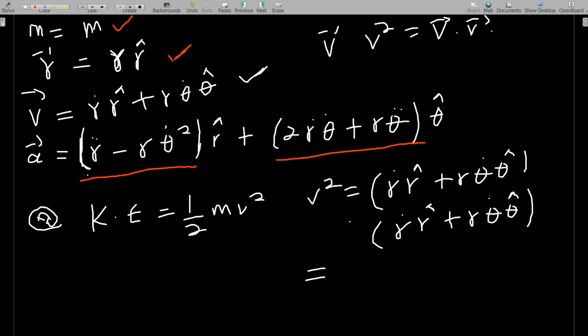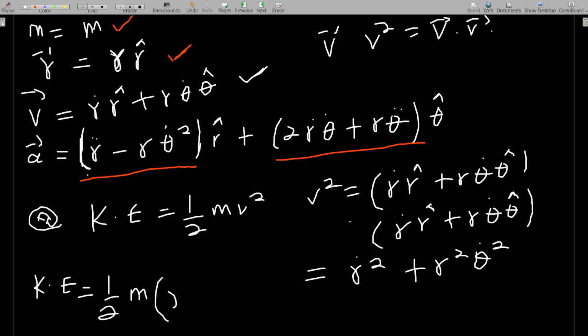So this will be equal to just taking individual components and multiplying them. So r dot times r dot gives r dot squared, plus r theta dot times r theta dot, which is r squared theta dot squared. That is how you do the dot product. So this is your v squared. It means that my kinetic energy KE is very simple like that: half m times (r dot squared plus r squared theta dot squared).